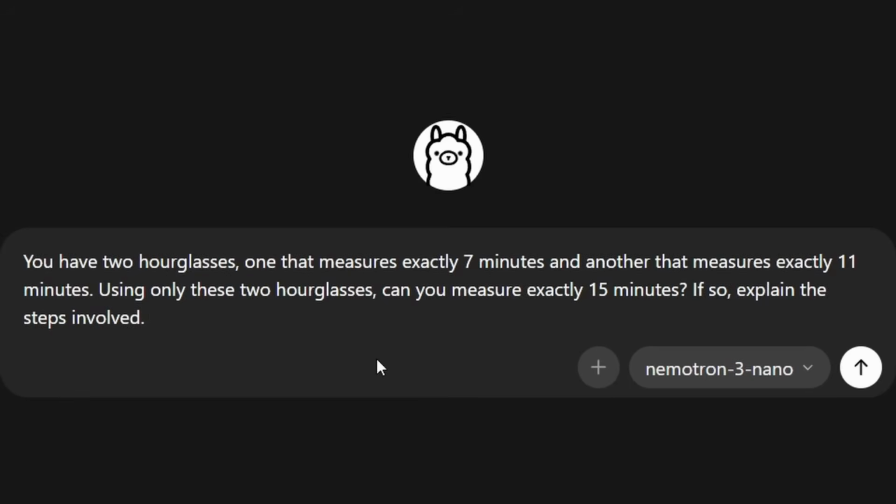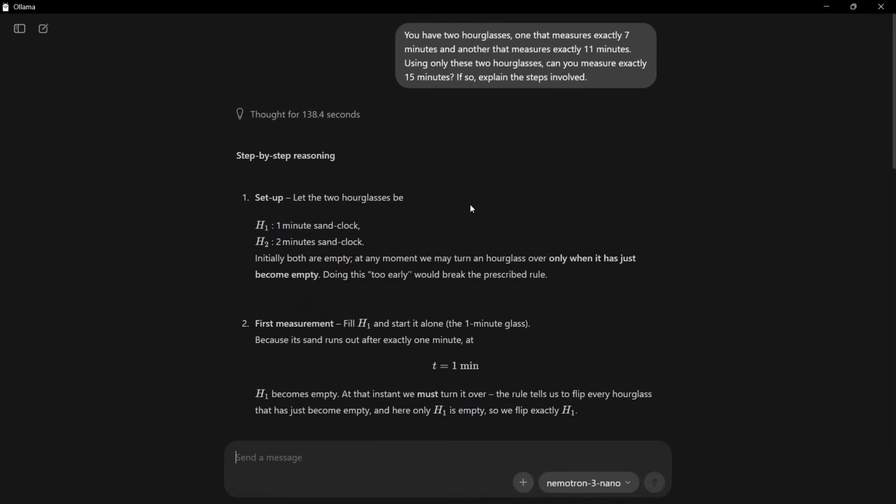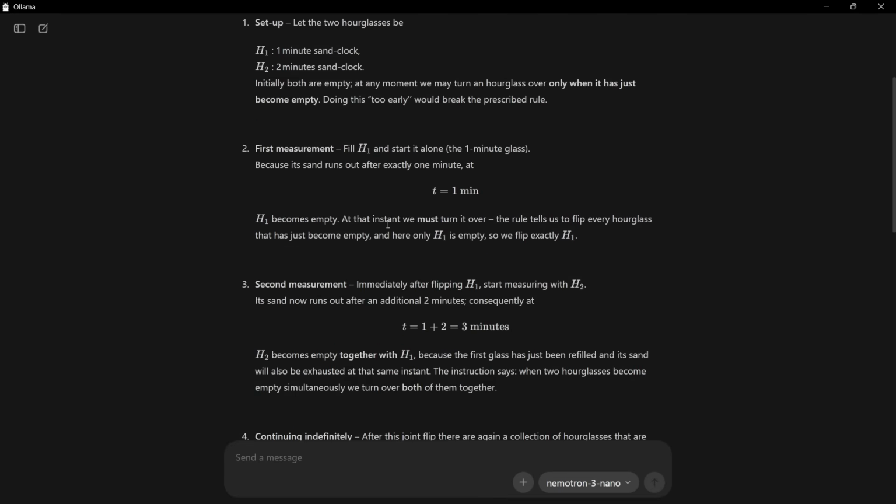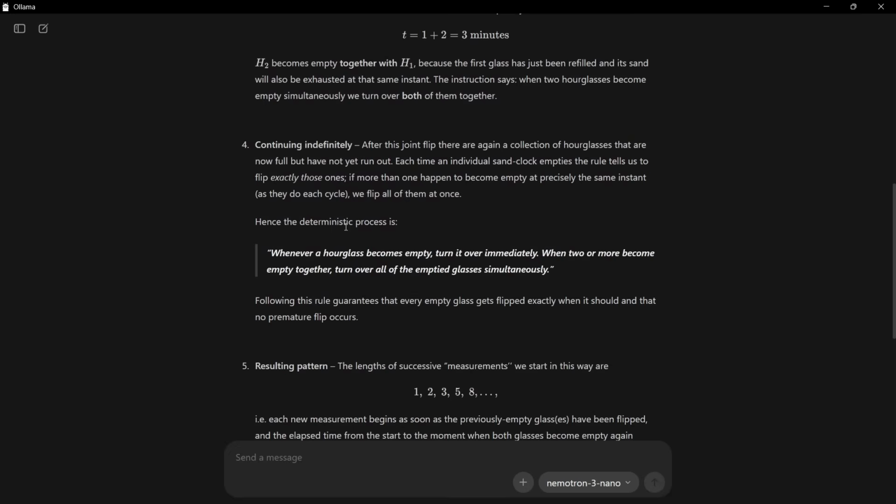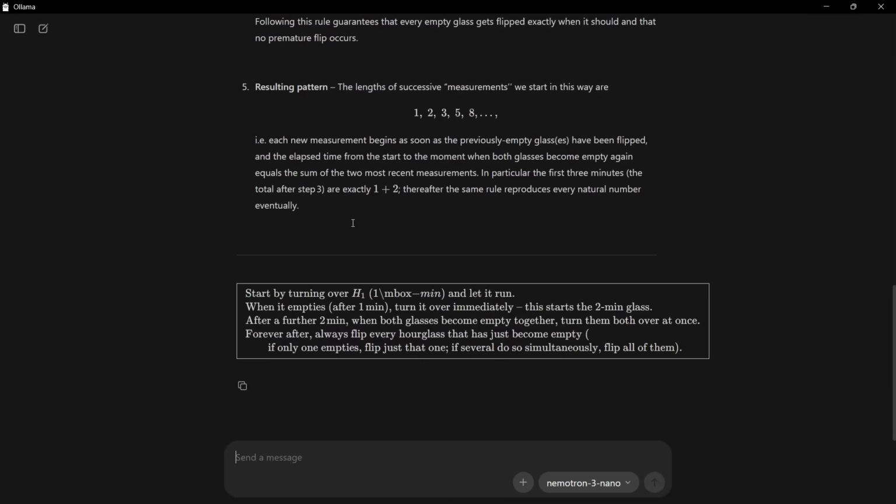So we'll skip on to the next one, which is: you have 2 hourglasses, one measures exactly 7 minutes and the other measures exactly 11 minutes. Using these 2 hourglasses, can you measure exactly 15 minutes? If so, explain the steps involved. Now, unfortunately, it doesn't get it right. So it's saying here H1 is a 1-minute sand clock, H2 is a 2-minute sand clock. It's already gone down the wrong path. It gives loads and loads of maths here and explanations and notations, but basically it doesn't get anywhere near right, which is a shame because the 10-minute and 5-minute one, it got perfectly right.